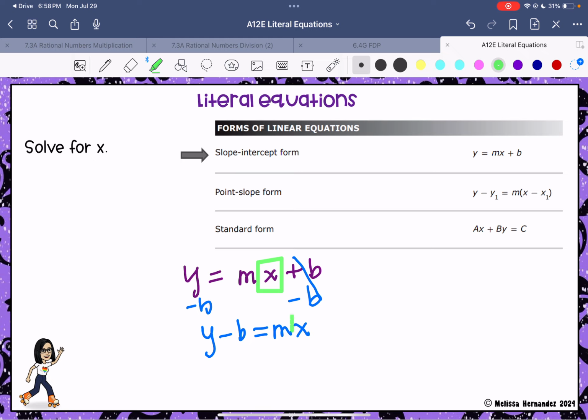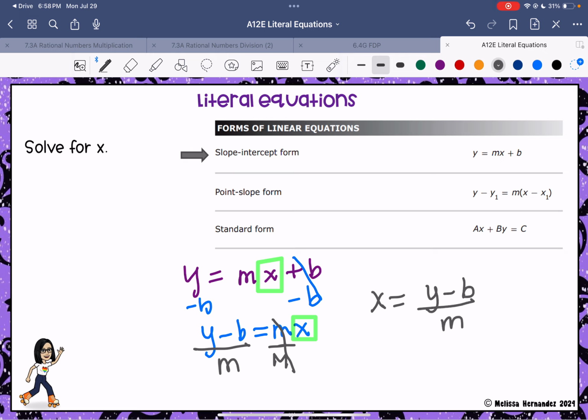Now, I'm not done solving for x because it's not by itself. And since it's multiply, the inverse would be divide. So I'm going to divide both sides by m. m divided by m equals 1, and the whole left side is divided by m. So x is equal to y minus b over m.